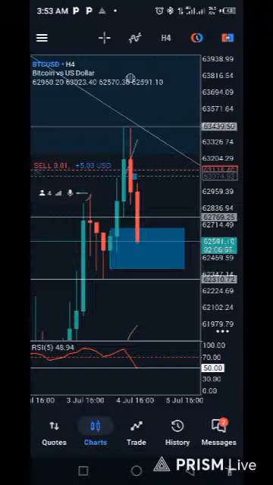Sometimes I even don't put my TP. Sometimes I'll just be doing trailing stop loss. Once it crosses a boundary, a break of structure, I'll move the stop loss, and when it forms a lower low or a higher low, I will put my stop loss below it. I'll go to a smaller time frame and put my stop loss below it. That's what I normally do.